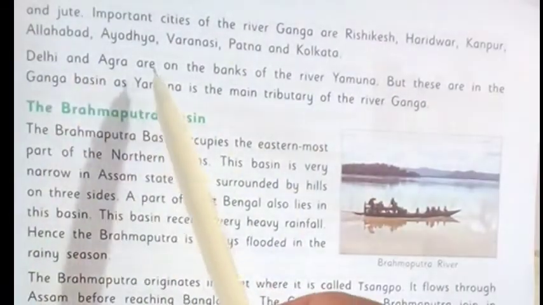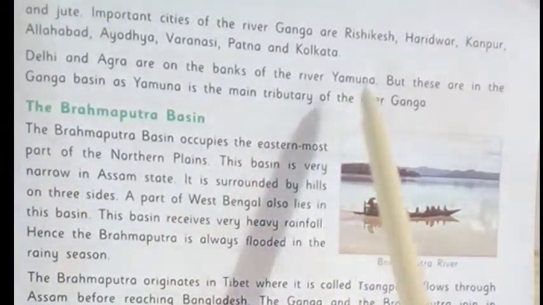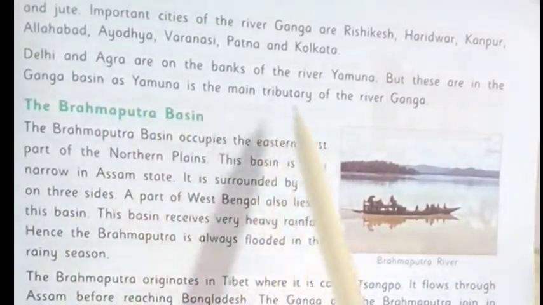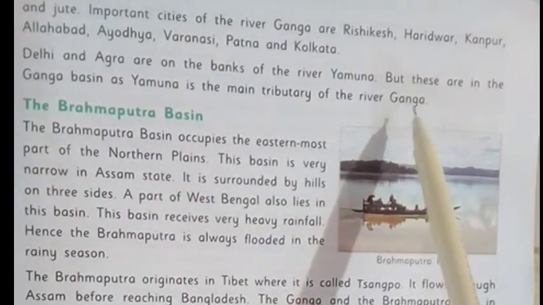Delhi and Agra are on the banks of the river Yamuna, but these are in the Ganga Basin as Yamuna is the main tributary of the river Ganga.